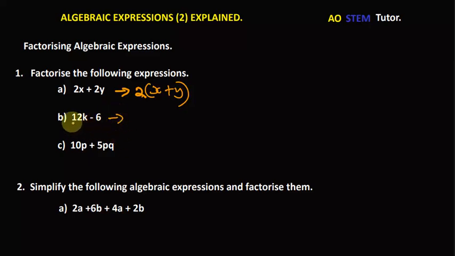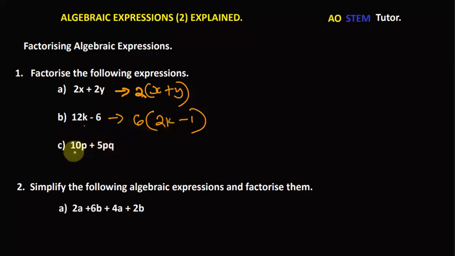The second, 12k minus 6. What is common between 12 and 6? 6 is common. So 6. What else? K is only on one, it's not on the other, so it is not common. We put brackets. What is remaining so that we reach 12k? 2k is remaining. Then minus 6 is already outside, so 1 will be remaining. That will be 6 times 2k, 12k, then minus 6 times 1 is 6. So we have factorized it.